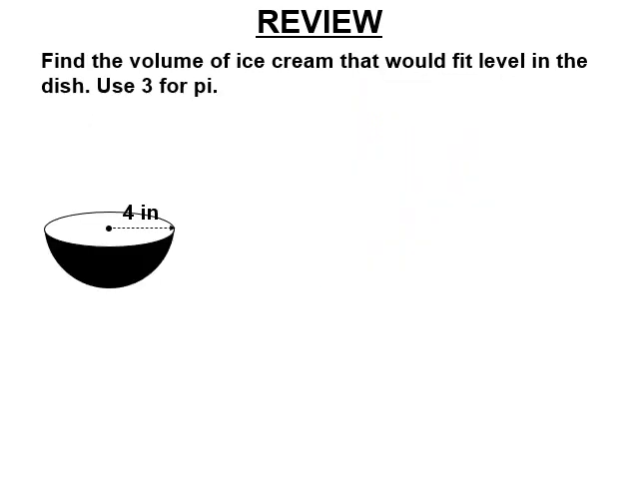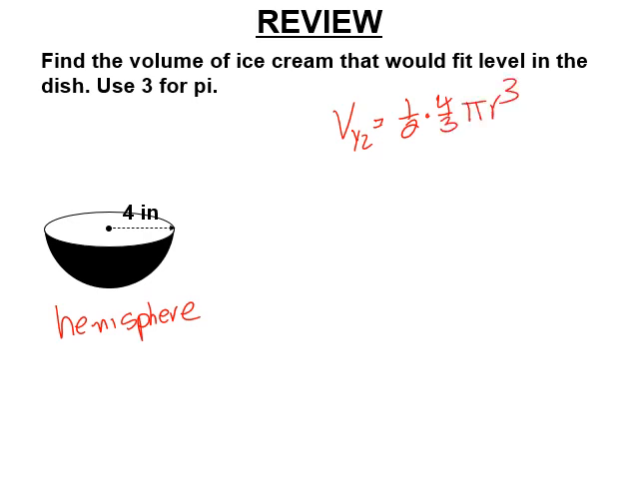All right, so that's half a sphere. What was the word for that? It was hemisphere, right? We live in the northern hemisphere of our planet. So a bowl that's in a circular shape is a hemisphere. So this is half a sphere. So we're going to do 1/2 times 4/3 pi r cubed. It says use 3 for pi.